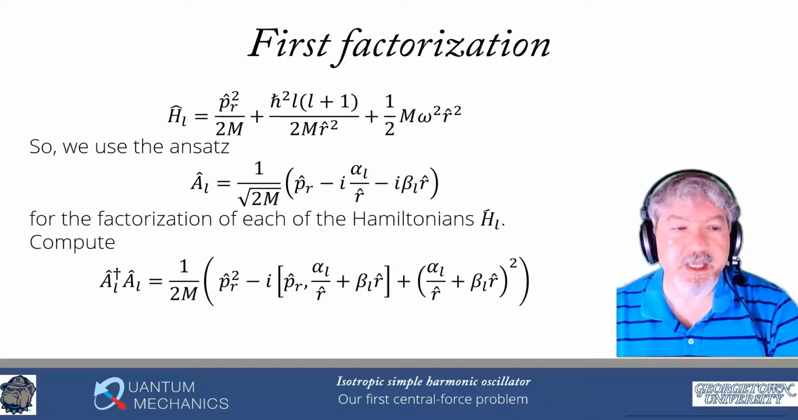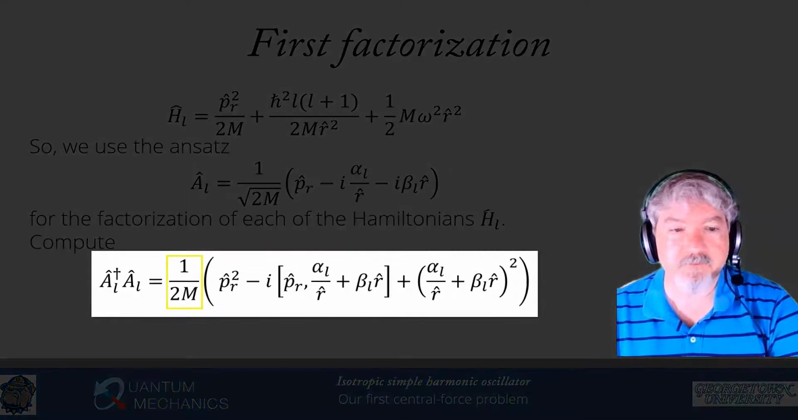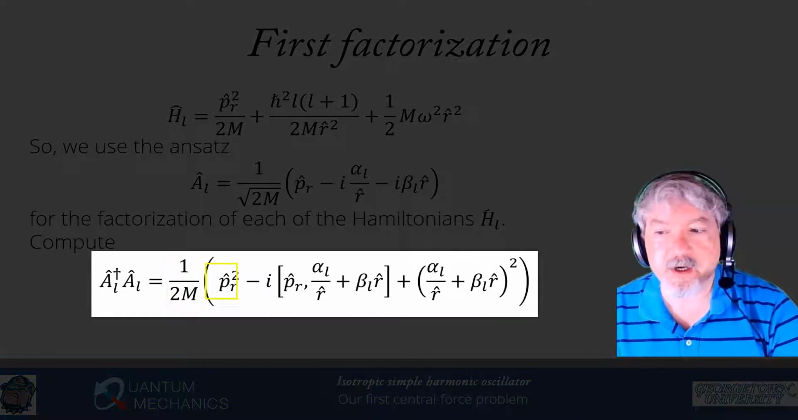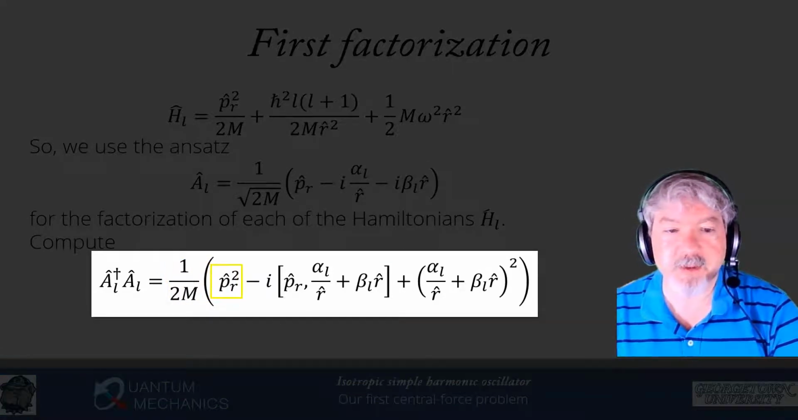When we calculate AL dagger AL, this is the same kind of thing as we've been doing before. We have a 1 over 2m. The PR times PR term gives me a PR squared.